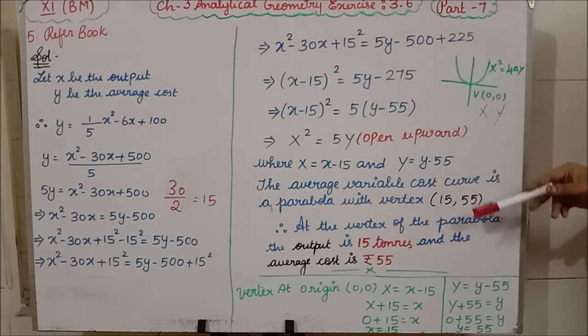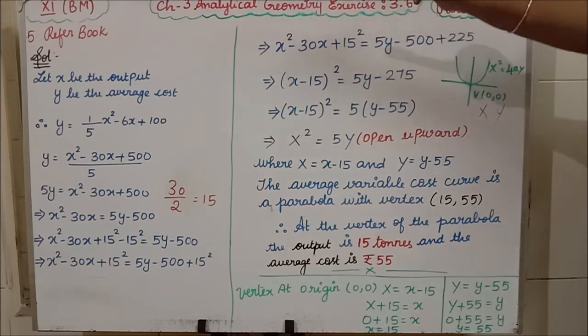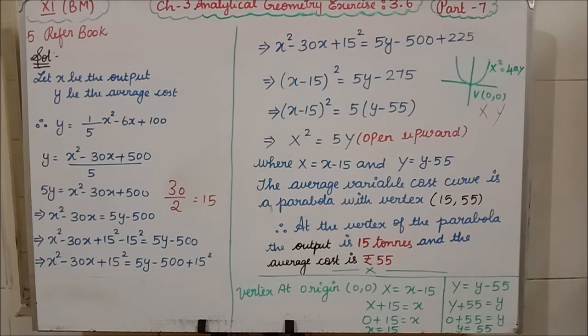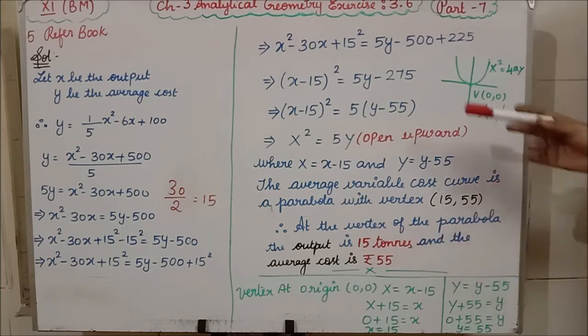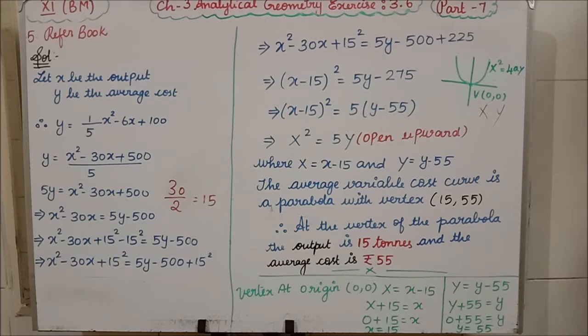So, at the vertex of the parabola, what is the output we have taken? We have taken as x. So, what is the output x we have got? 15. X they have given in what? Tons. Okay, they have given in ton. So, they are writing here 15 tons, and when the output is 15 ton, the average cost is rupees 55. Students, all of you clear about this question?